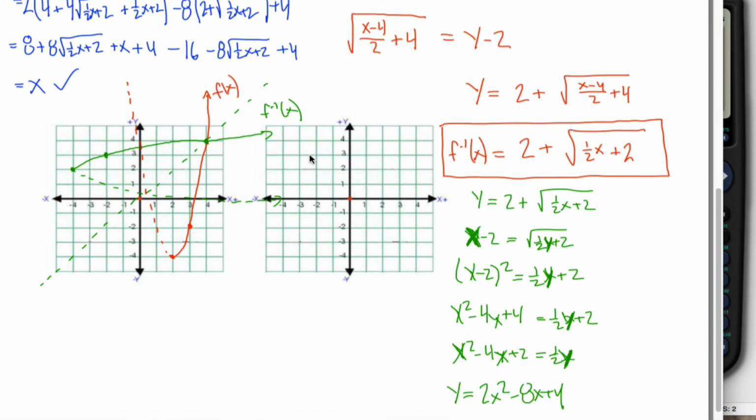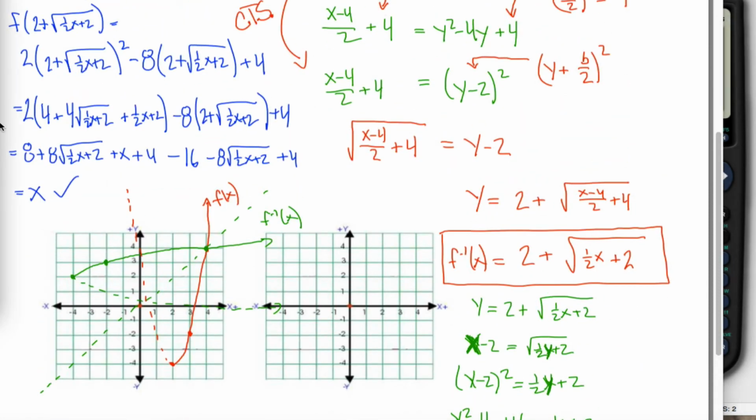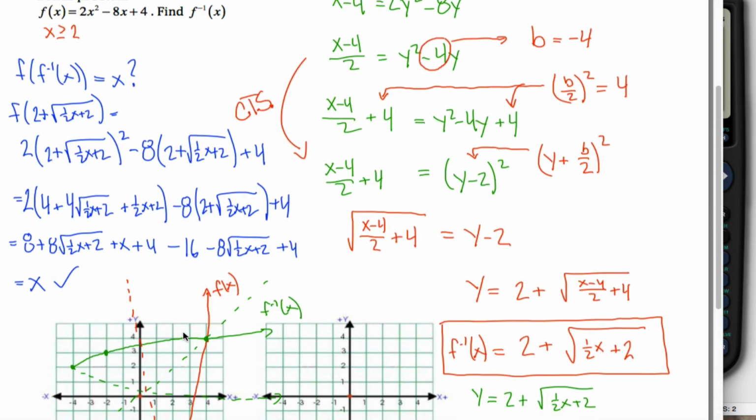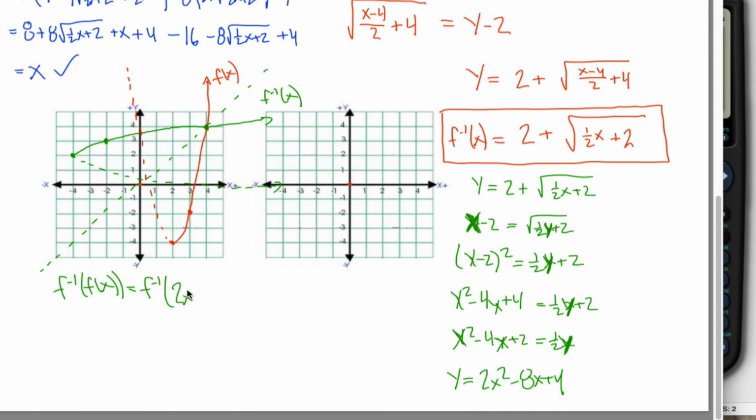I'm not going to do it. Yeah, I'll do it. Why not? We could also figure out f inverse of f of x. Same basic idea. Just now the input is f of x, which was given to me to be 2x squared minus 8x plus 4. So what I can do is I can take this f inverse and use this as my blueprint, and everywhere I see the letter x, change it into this thing.